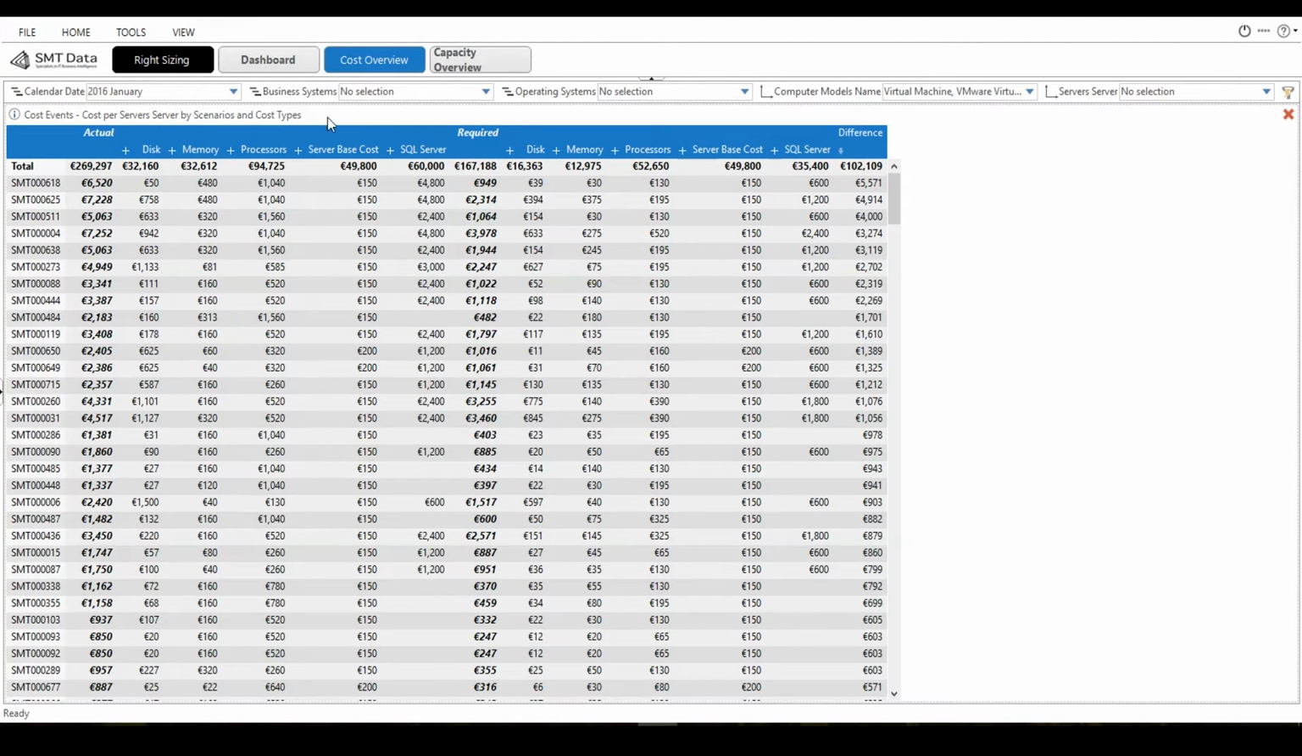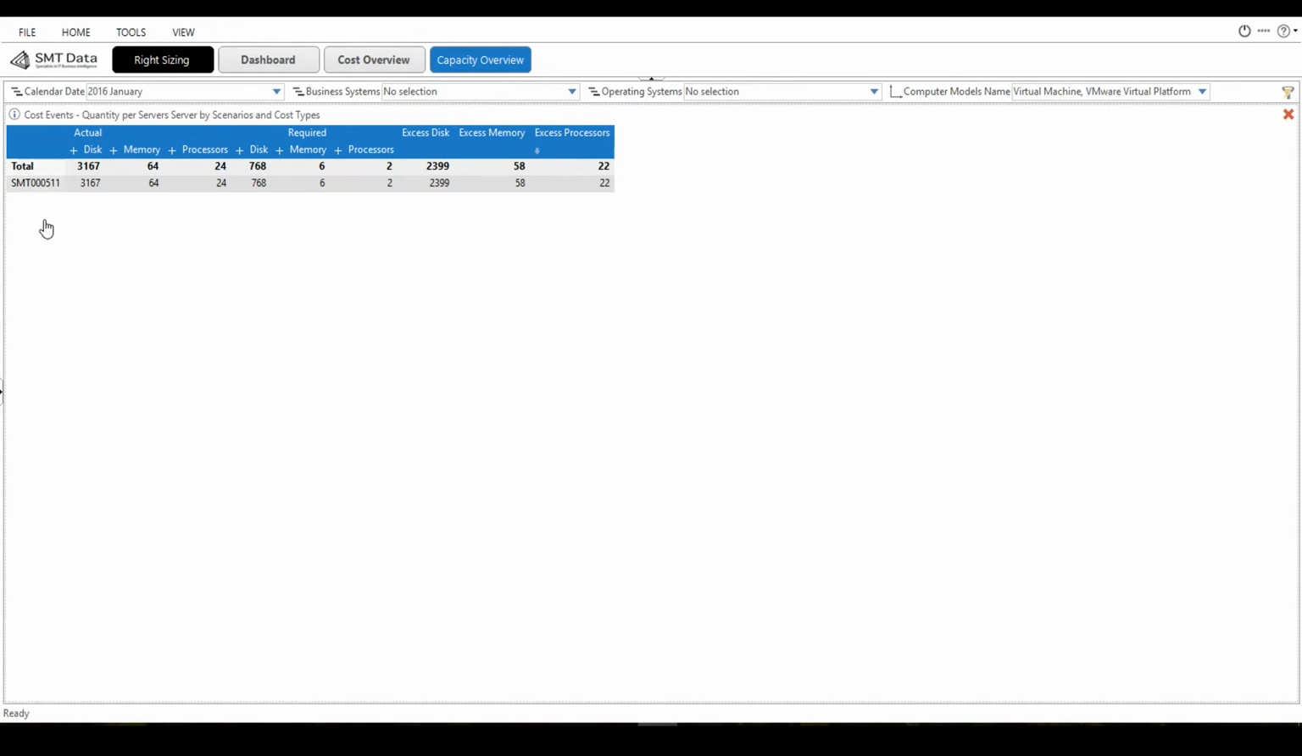But of course, we need to validate this before we actually go into right-sizing. So we're going to drill down even further. I'm going to pick one of these servers, number 511, and look at the same data, but from a technical perspective. So rather than money, what we're seeing here is the actual configuration of the server in terms of gigabytes of disk, gigabytes of memory, and number of cores running on this server, but also what we have calculated is needed to run the workload on the server based on the usage patterns we see, and then what the difference is.